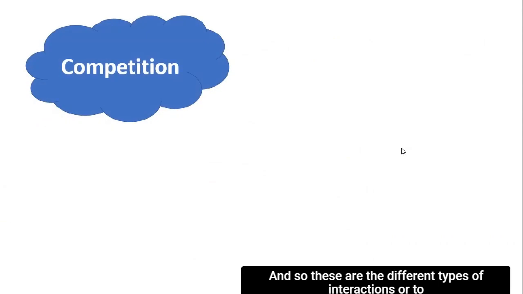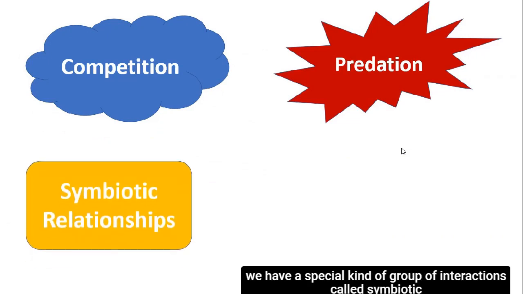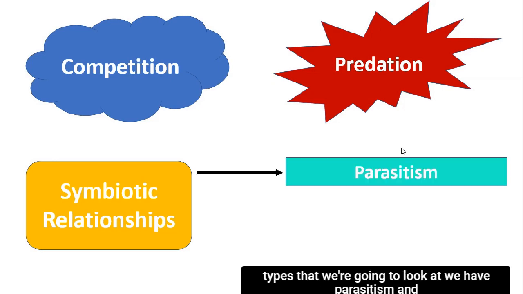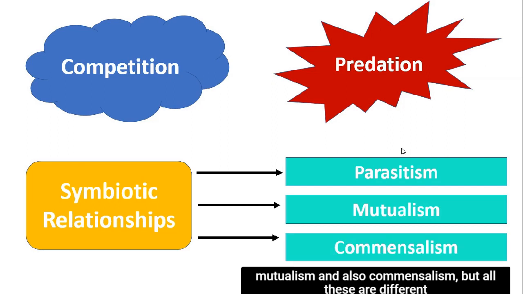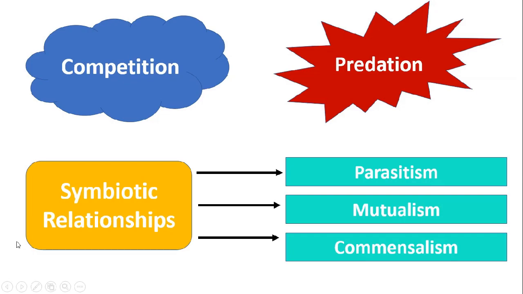These are the different types of interactions we're going to be looking at. We have competition, we have predation, and we have a special group of interactions called symbiotic relationships. There are three main types that we're going to look at: parasitism, mutualism, and commensalism. All these are different types of interactions that species may have within the environment.